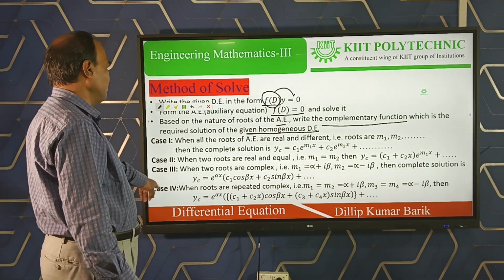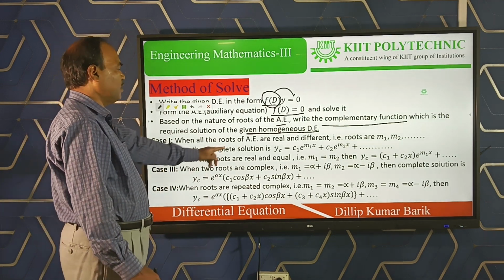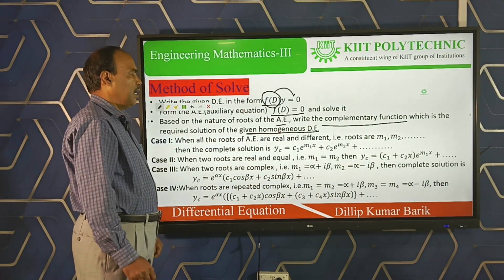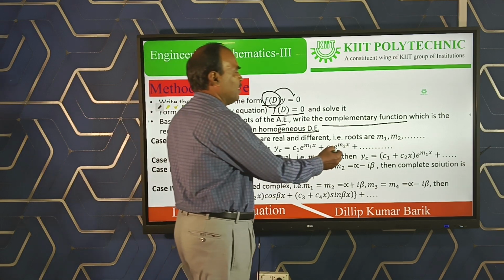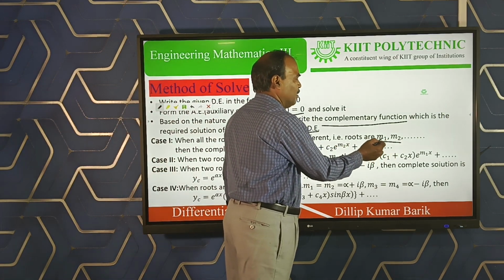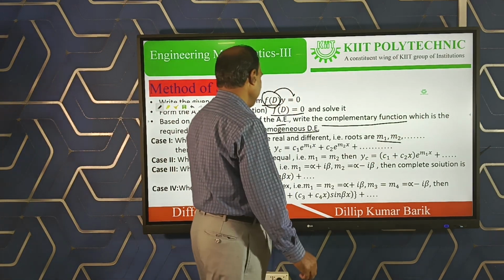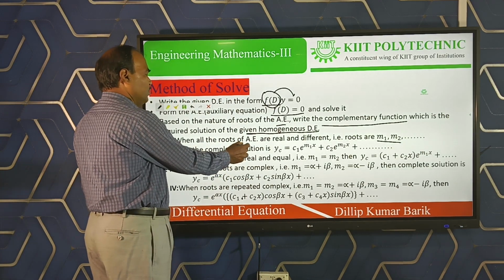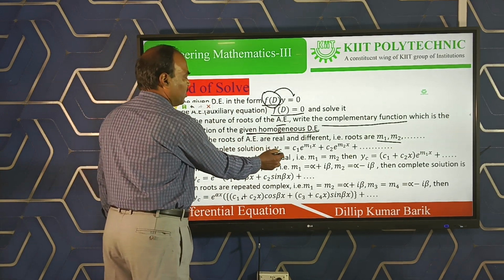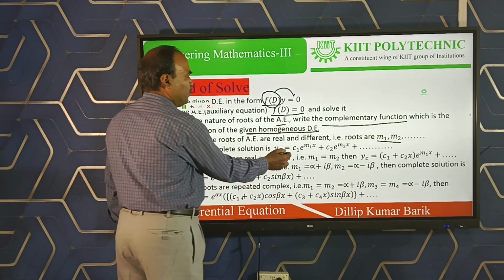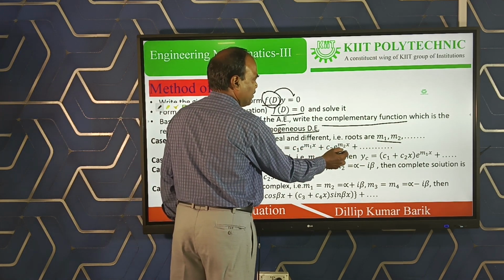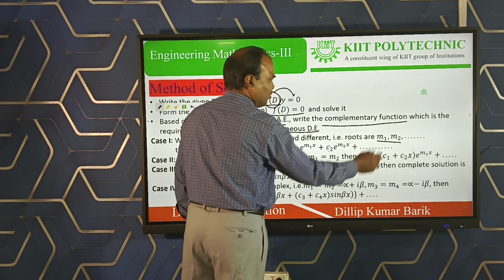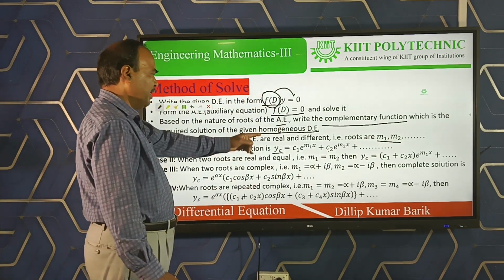These are important now. When all roots of the auxiliary equation are real and different, or distinct, that means the roots are in the form of, suppose, m1, m2, m3 and so on, then the complete solution, meaning the complementary function, will be of the form c1 e^(m1x) plus c2 e^(m2x) plus c3 e^(m3x) and so on. And how is it?